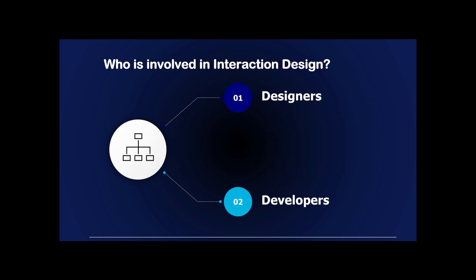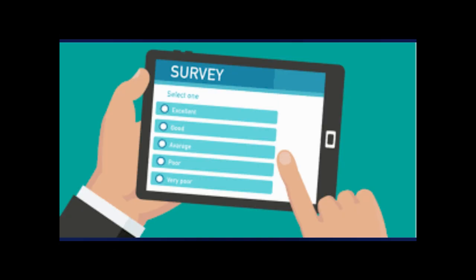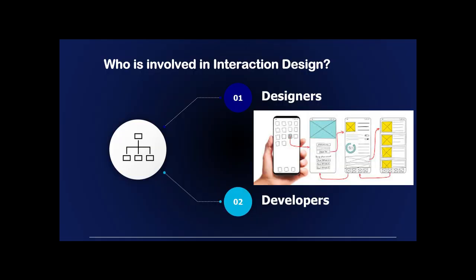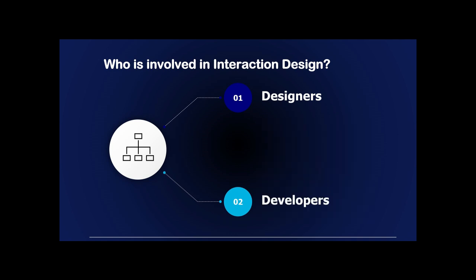responsibilities: user research and analysis, understanding user needs, behaviors, and pain points through research methods like surveys, interviews, and usability testing. Wireframing and prototyping, creating low-fidelity sketches and interactive mock-ups to visualize design ideas before development. Information architecture, organizing content and navigation in a way that makes sense for users. Visual design, crafting the look and feel of the interface, including layout, typography, colors, and iconography. Usability testing and iteration, continuously testing designs with real users and making improvements based on feedback.